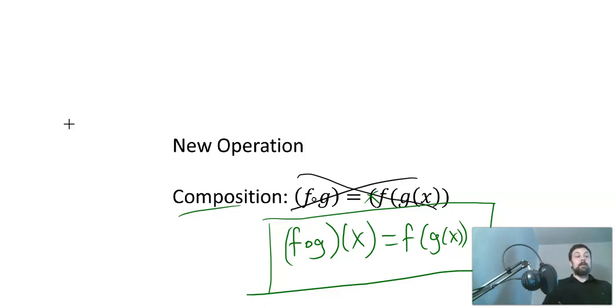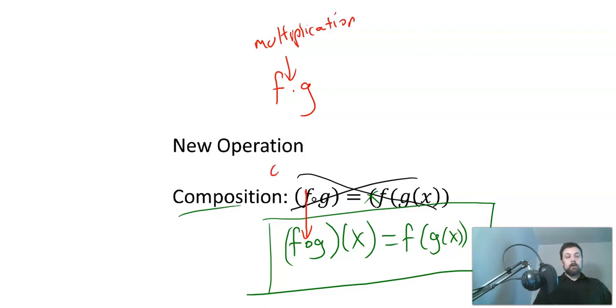So it's called composition. The notation for it, you got to be careful. It's an open circle, which a lot of students will confuse with the closed circle or the dot, right? So this is a dot here, which indicates multiplication.